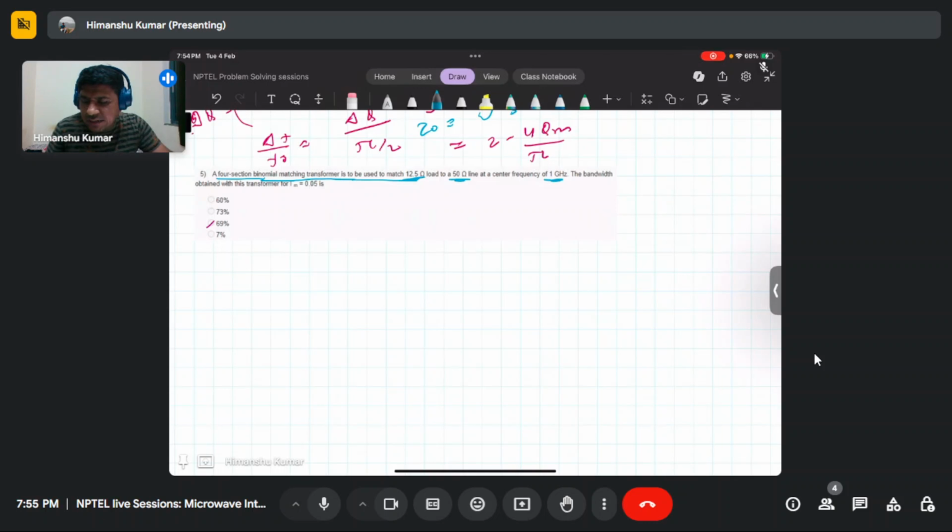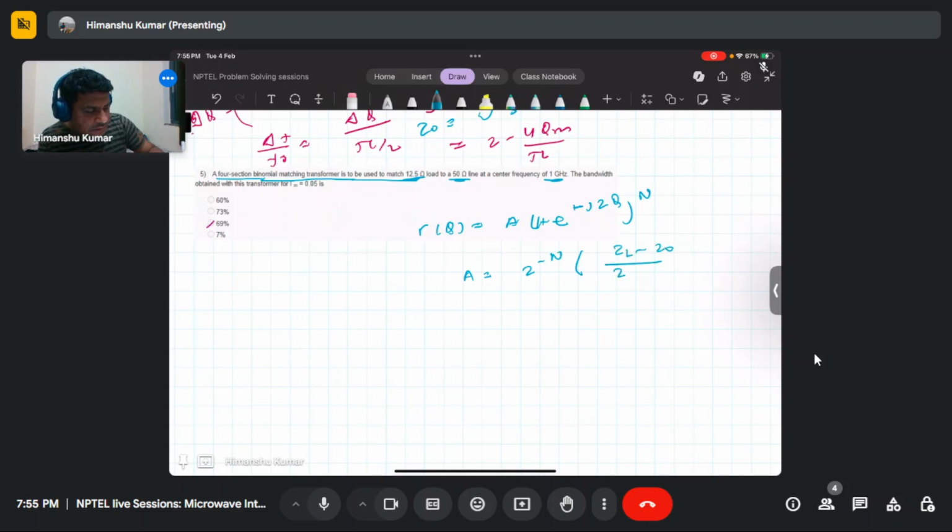So for binomial matching, gamma of theta is given as A times exponential of j theta, times 1 plus exponential of minus j 2 theta, to the power N, which is for an N section line, and A is given as 2 to the power minus N times ZL minus Z naught divided by ZL plus Z naught.